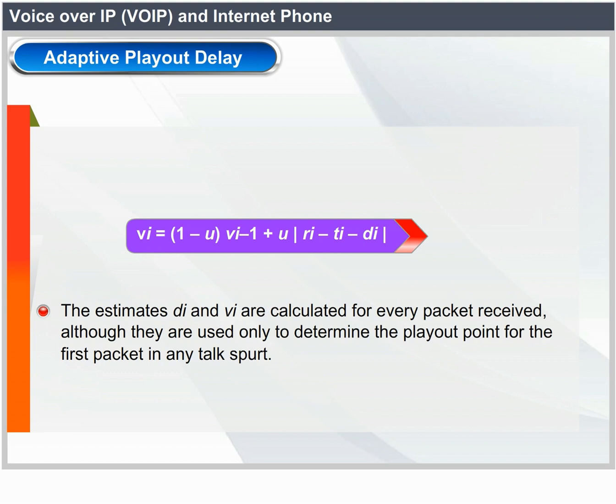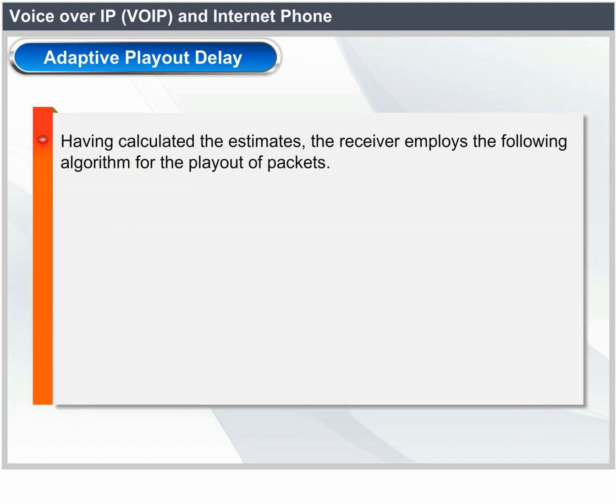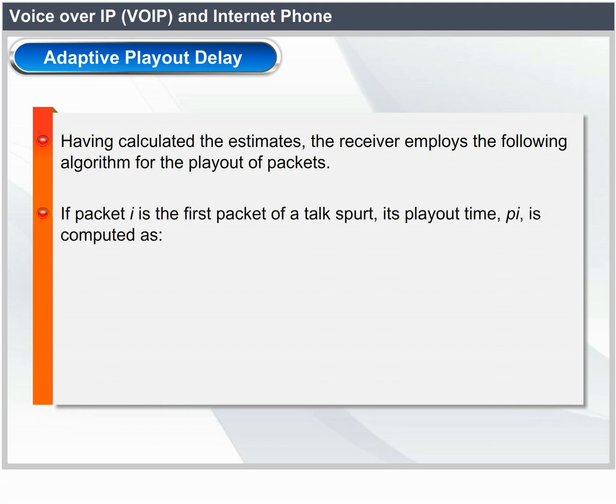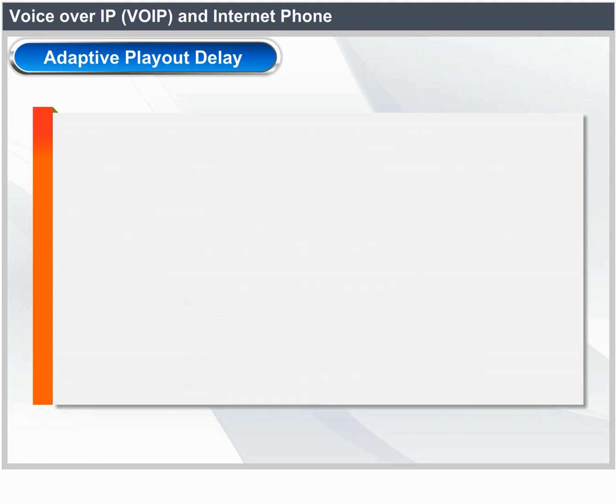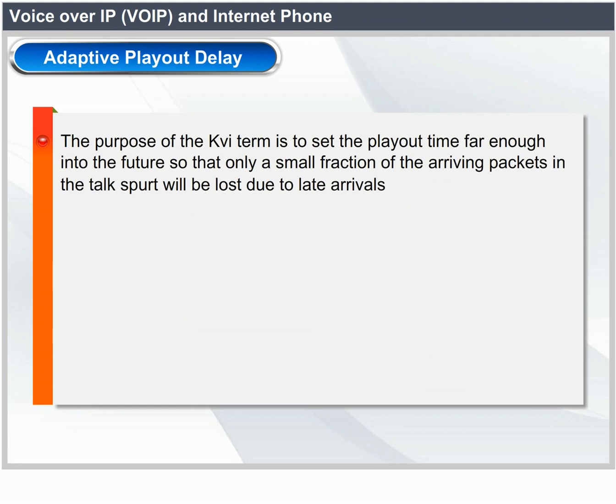Having calculated the estimates, the receiver employs the following algorithm for the playout of packets. If packet i is the first packet of a talk spurt, its playout time pi is computed as pi is equal to ti plus di plus k vi, where k is a positive constant. The purpose of the k vi term is to set the playout time far enough into the future so that only a small fraction of the arriving packets in the talk spurt will be lost due to late arrivals.